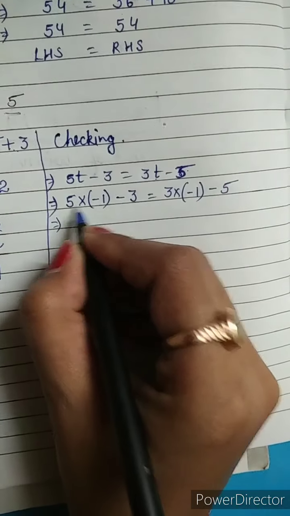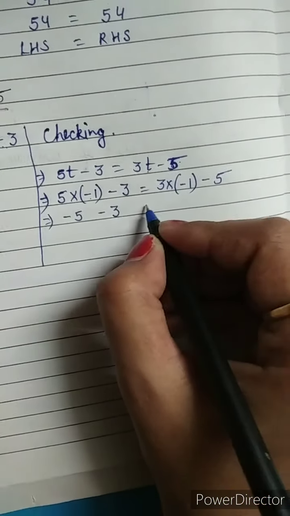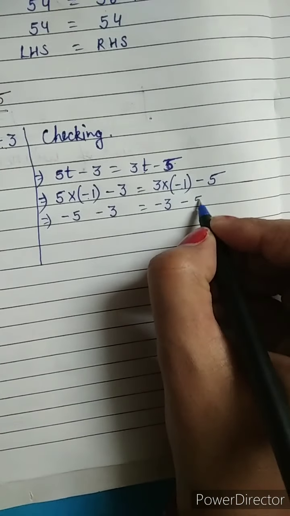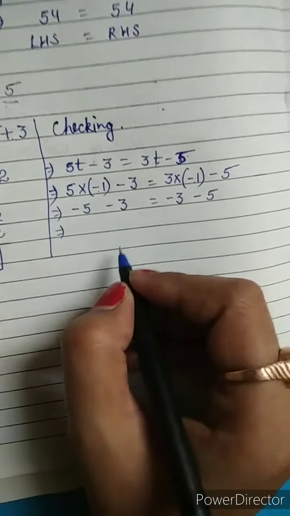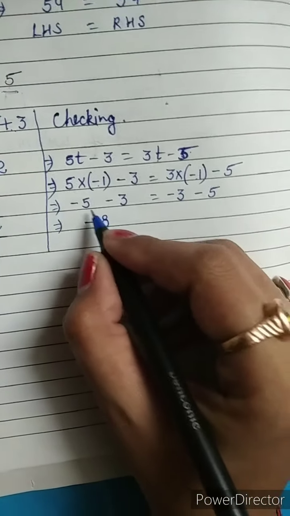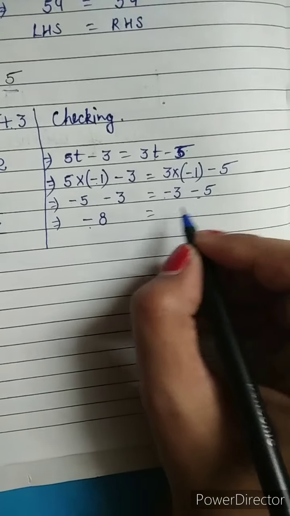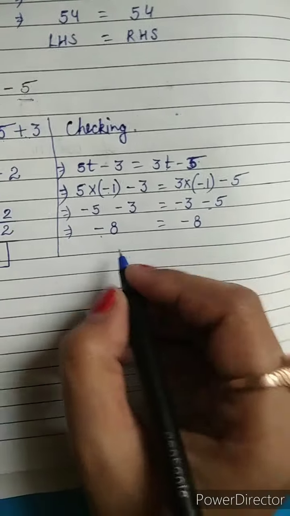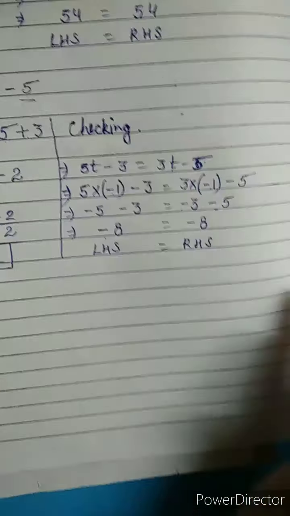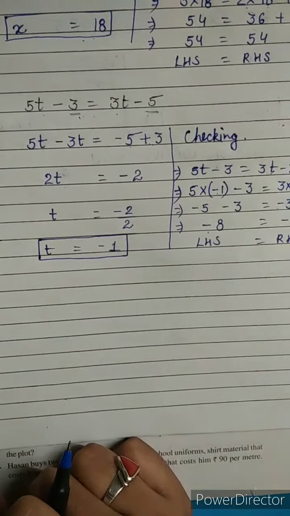So 5 into minus 1 minus 3 is equal to 3 into minus 1, so it will come minus 3 minus 5. Minus 5 minus 3 will come as a minus 8, because 5 is a bigger number, so minus will come in the answer also. Here it comes as a minus 8 like previously. Thus we can say LHS is equal to RHS. If this condition is satisfied, we can say our answer is absolutely correct.